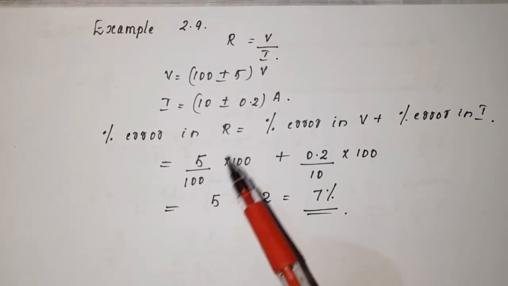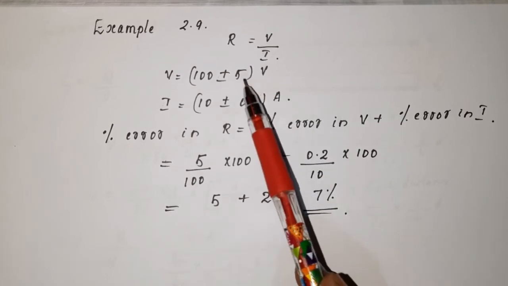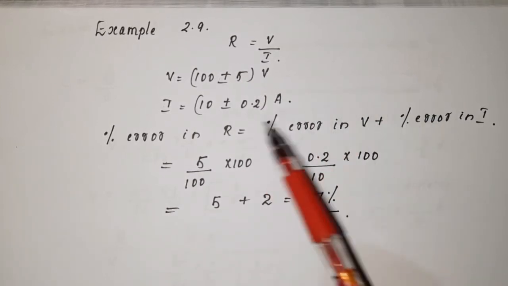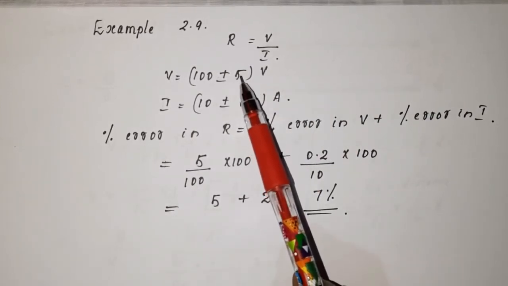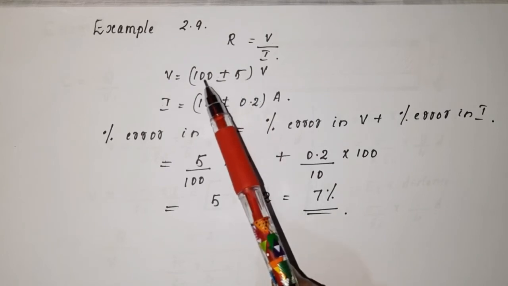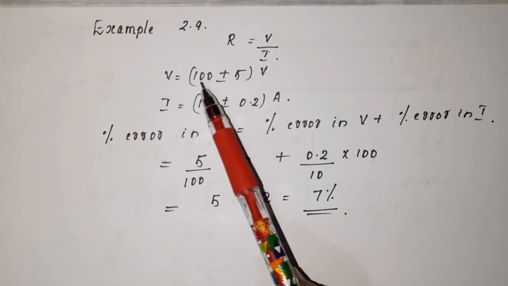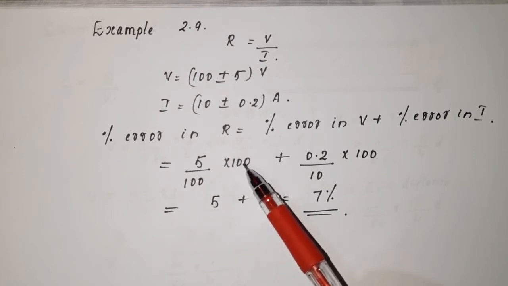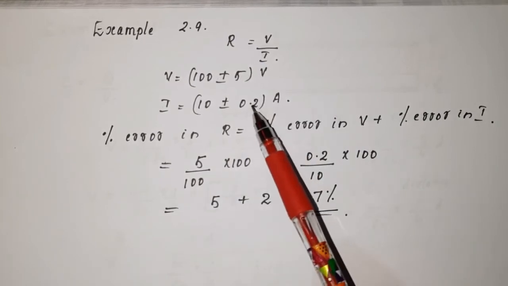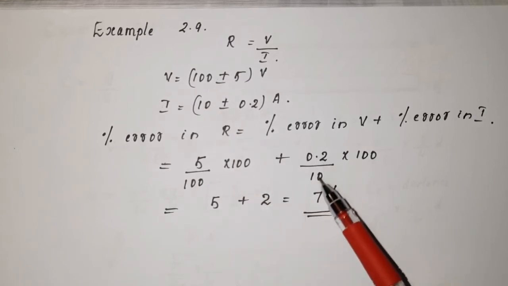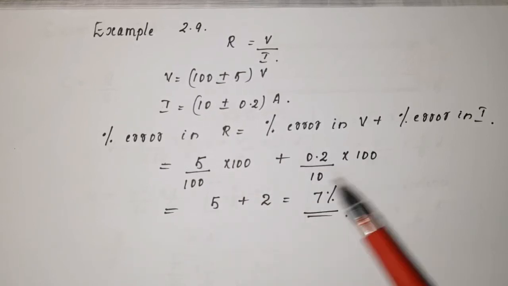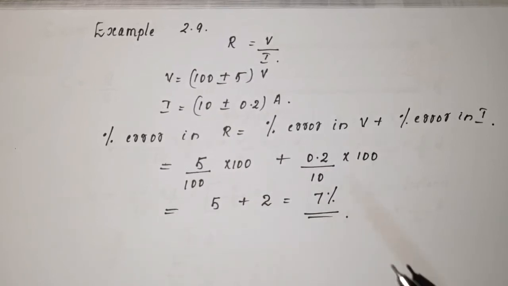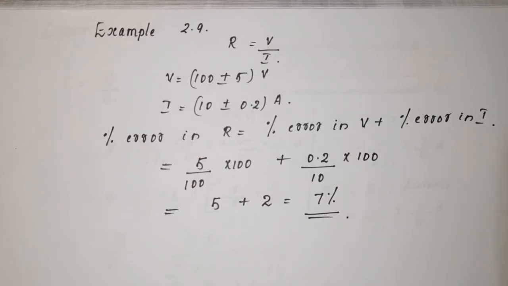Now what is percentage error in V? It's relative error into 100. What is its relative error? Absolute error by true value. That means 5 by 100. 5 by 100 into 100 to convert it into percentage. Likewise, 0.2 by 10. So 0.2 by 10 into 100. So we'll have 5 plus 2 equal to 7 percentage.